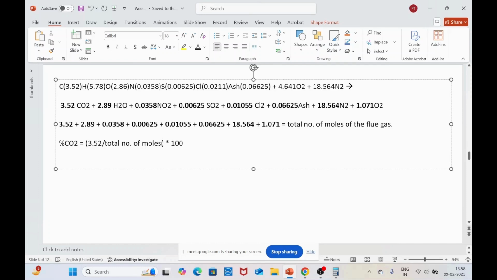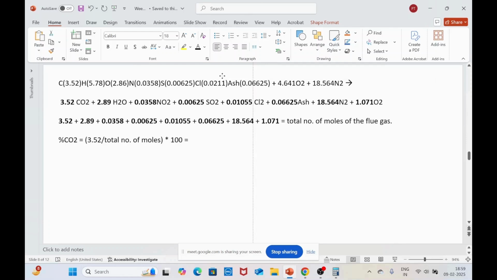So like that you are supposed to calculate for all the gases that you get here except for the ash. So this will be your composition of the flue gas. You can complete the table, or I will complete it while uploading and post it.